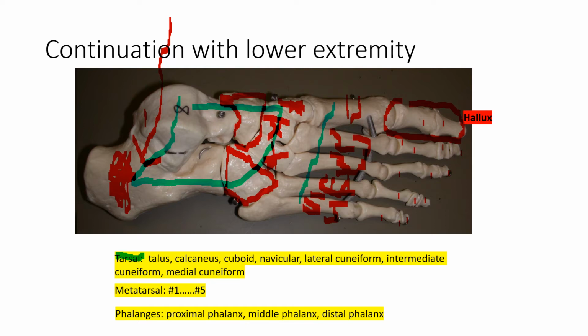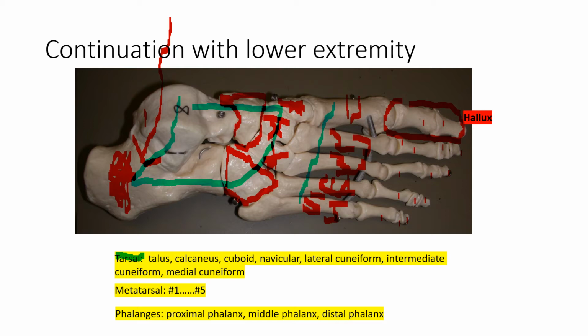Now, if you look at the talus versus the calcaneus, the calcaneus is humongous. So this is the calcaneus right here. It is by far the largest of the tarsals, and the reason why is it bears the most weight. So all the weight comes down onto the calcaneus.